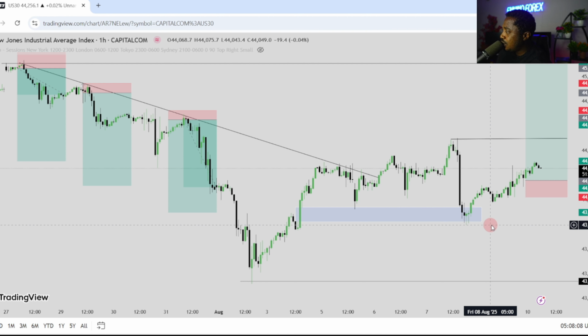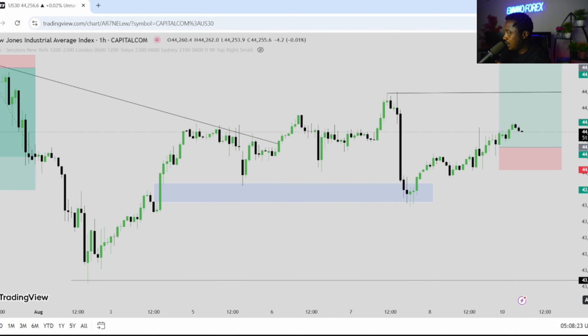I'll be buying US 30 at London Open, which we'll be getting very soon. I'll be buying US 30, and my target will first of all be the Asia high. This is the Asia high here. This place is the Asia high. So my first target will be the Asia high. Second target will be the internal.